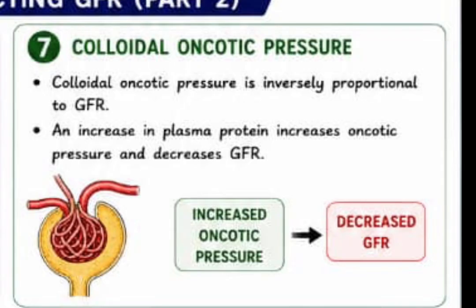Colloidal and oncotic pressure. Remember, colloidal and oncotic pressure is the pressure offered by plasma protein, and it is inversely proportional. Since it's inversely proportional, an increase in plasma protein will increase peripheral resistance. When you increase peripheral resistance, we increase blood pressure and we drop GFR. You get it now? So you see the connection. An increase in oncotic pressure decreases GFR by opposing capillary hydrostatic pressure. If you oppose capillary hydrostatic pressure, it will also increase solute in the blood by increasing peripheral resistance.